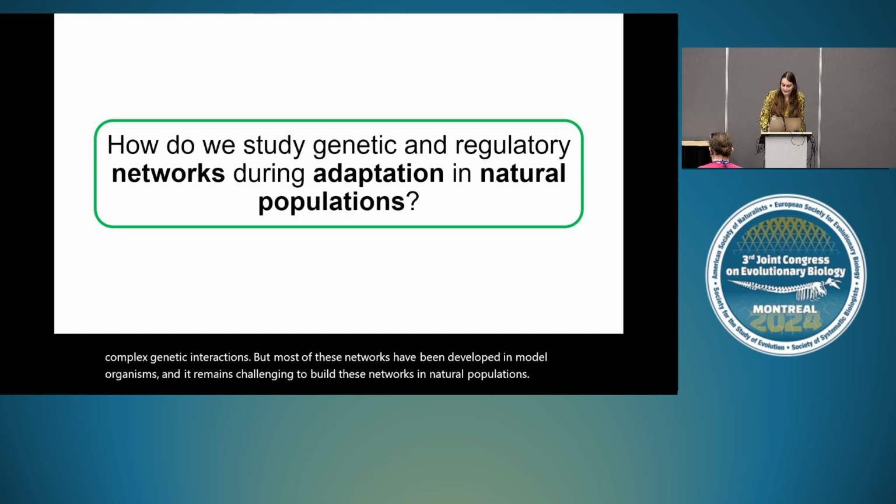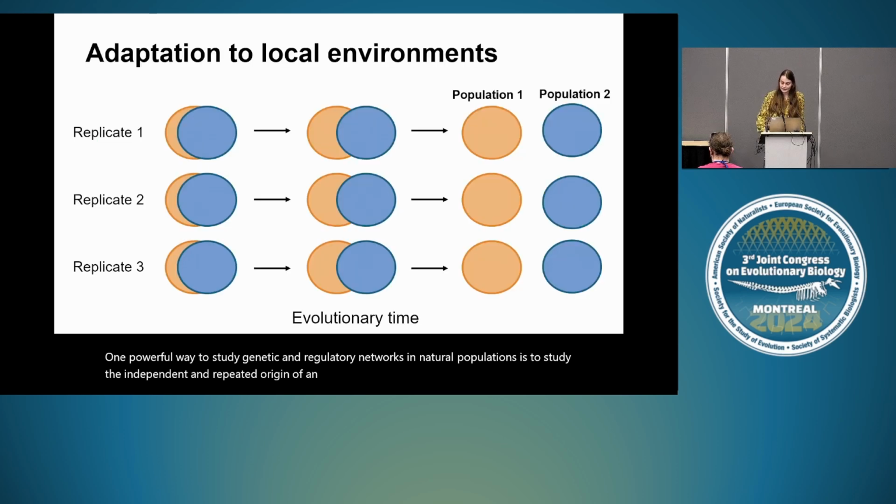One powerful way to study genetic and regulatory networks in natural populations is to study the independent and repeated origin of an adapted trait. So, as populations diverge due to similar selective pressures, this can lead to replicates of evolution. Natural selection is deterministic, and by studying replicates of adaptation, we can study molecular evolution. Let me introduce a system where we have these replicates.